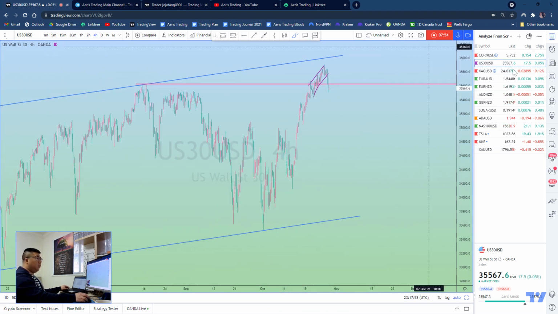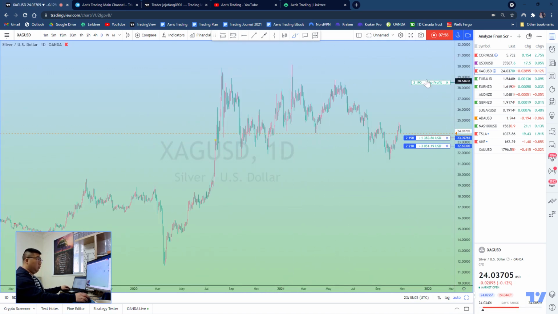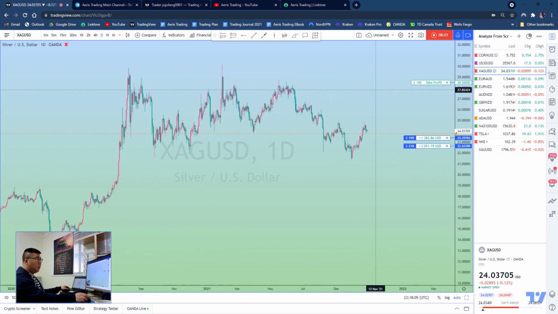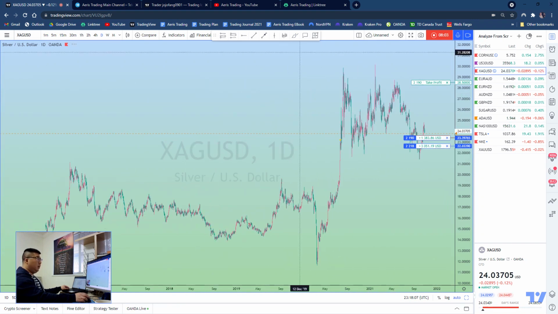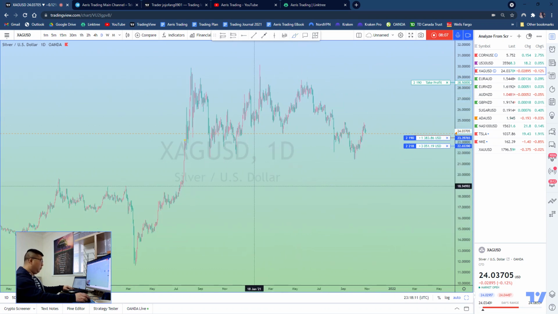Now you're going to do this for pretty much any time frame, any market, because you're going to start doing this from scratch on a different market. Now we're going into commodities. So silver here, same idea. Identify the impulsive phase. This is an impulsive phase on the higher time frame. Now identify the correction phase.